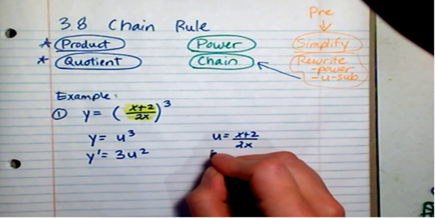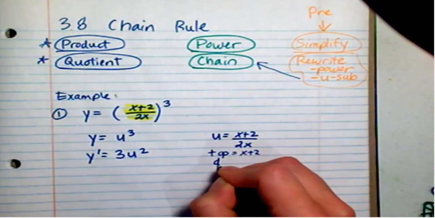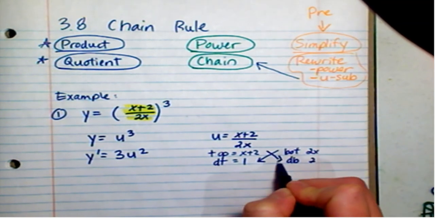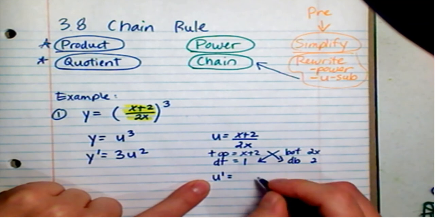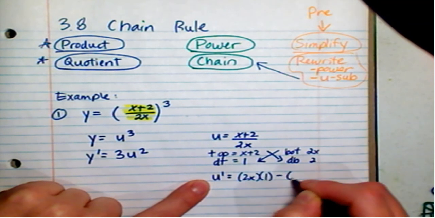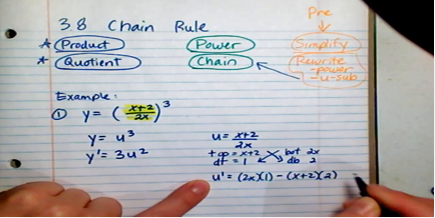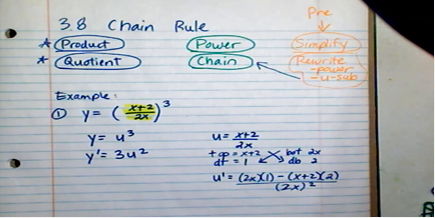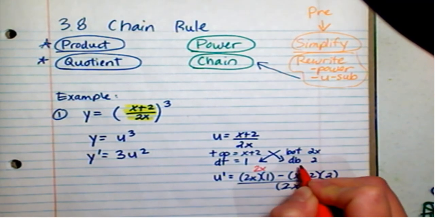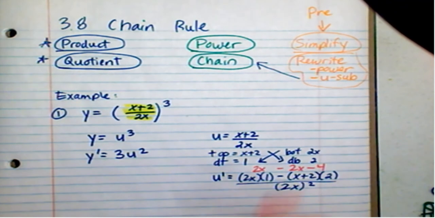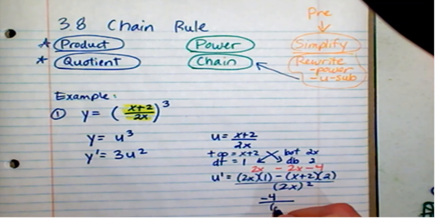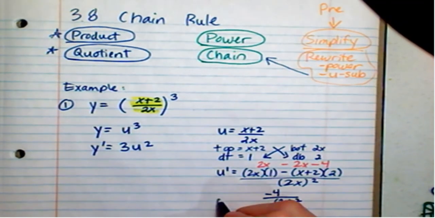Now, this is a quotient, so I need to set this up. Top, derivative top. Bottom, derivative bottom. All right. U prime equals the bottom times the derivative of the top minus the top times the derivative of the bottom all over the bottom squared. Okay. Now I suggest that you do a little bit of simplification here before we put them together. 2x minus 2x minus 4. Okay, so it looks like we end up with just minus 4 on the top and 2x squared on the bottom. All right, so my U prime is this.